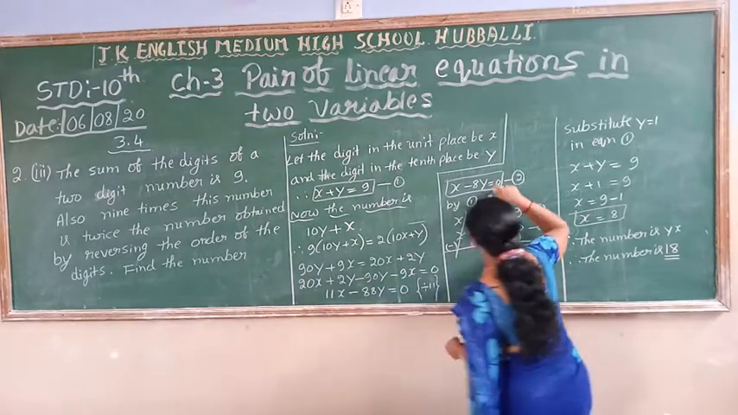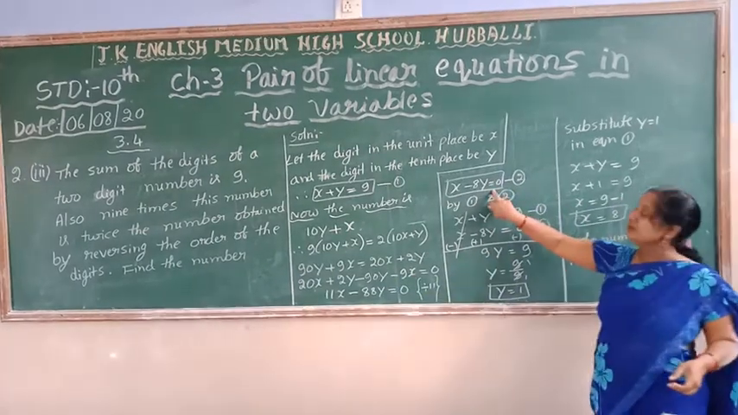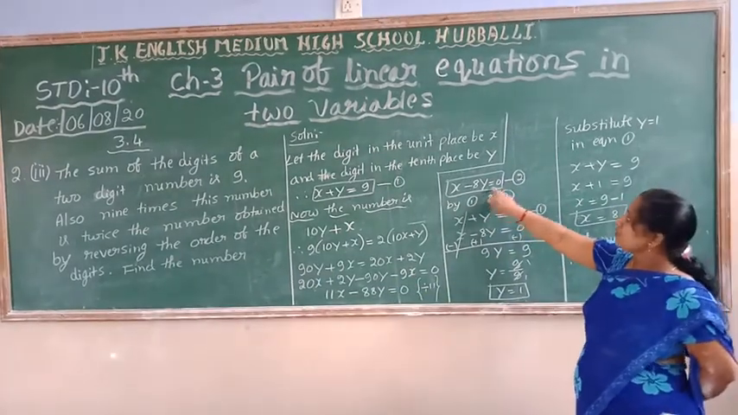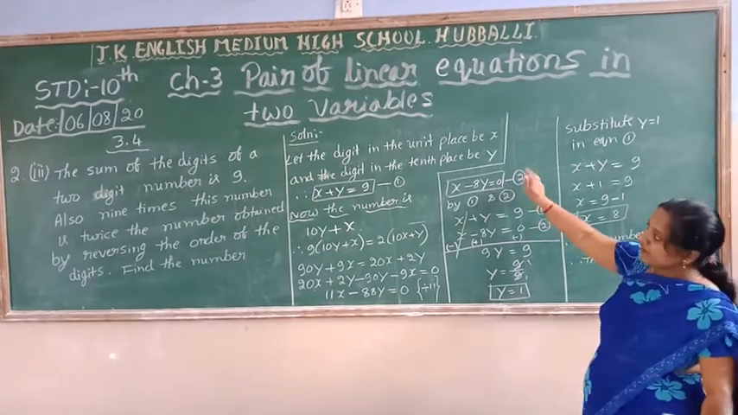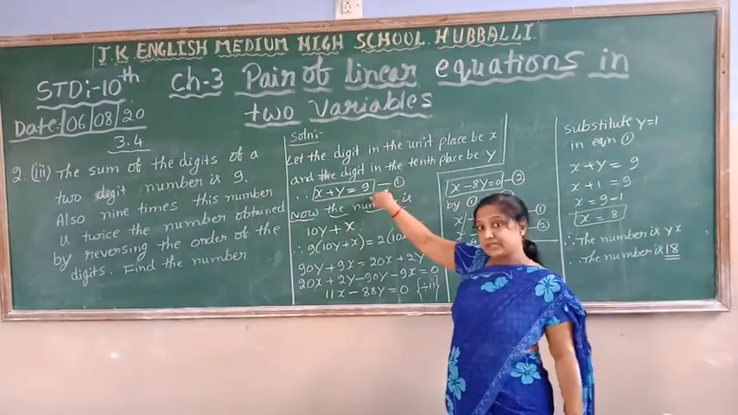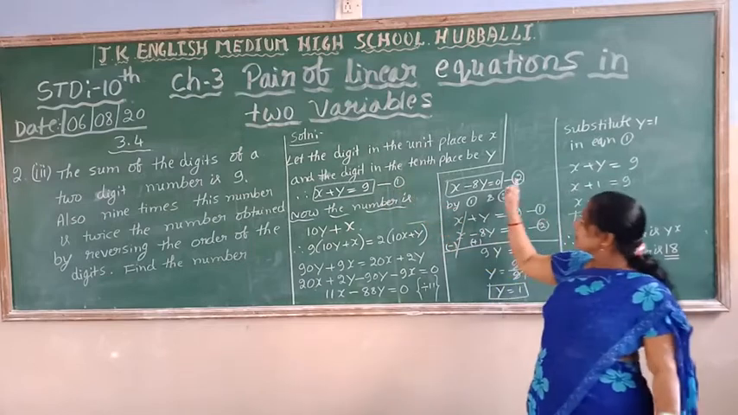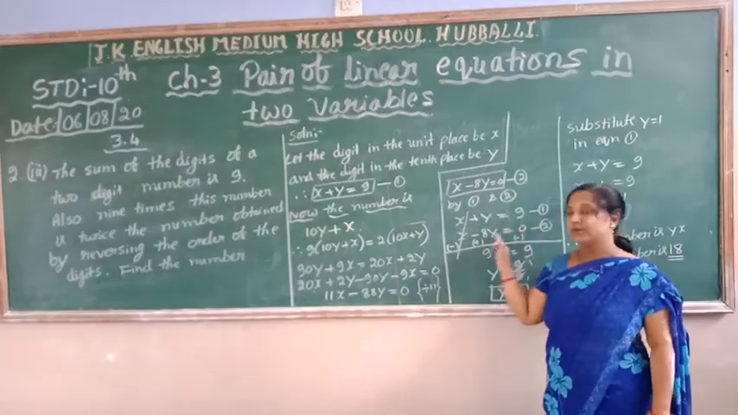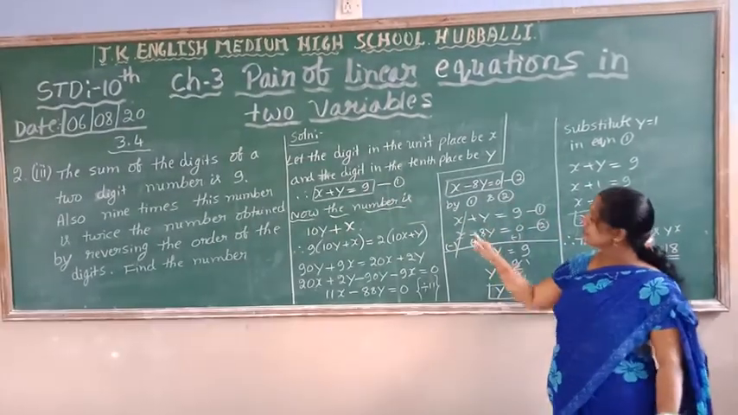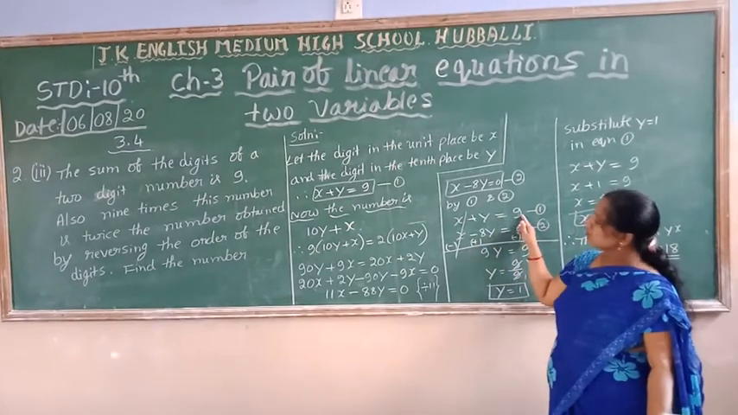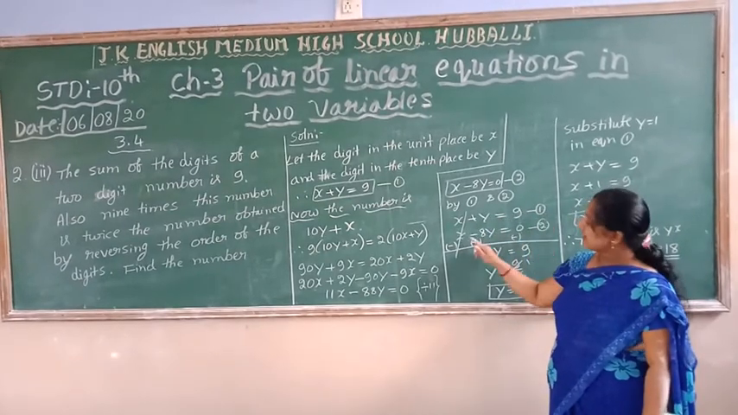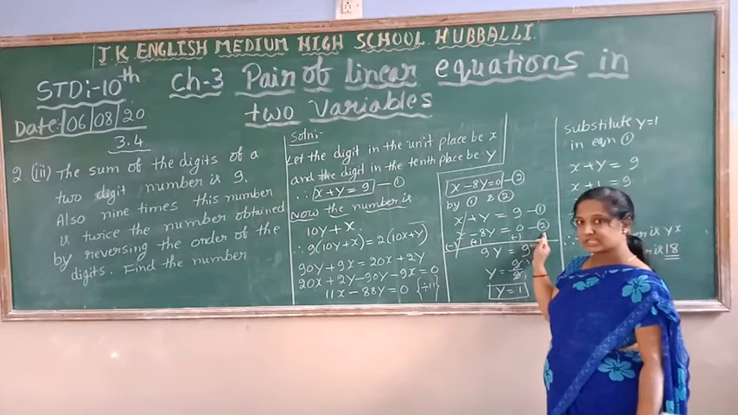So x minus 8y equals 0 is according to the general form of linear equations in two variables. You call this equation number 2. Now we have the linear equations in two variables, equation 1 and equation 2. From 1 and 2, by the elimination method, we write both equations: x plus y is equal to 9, this is equation number 1, and x minus 8y is equal to 0, this is equation number 2.